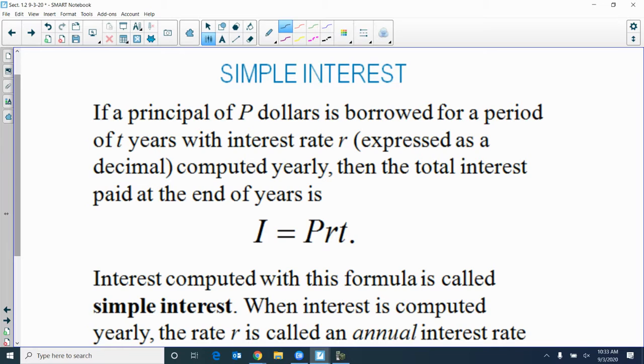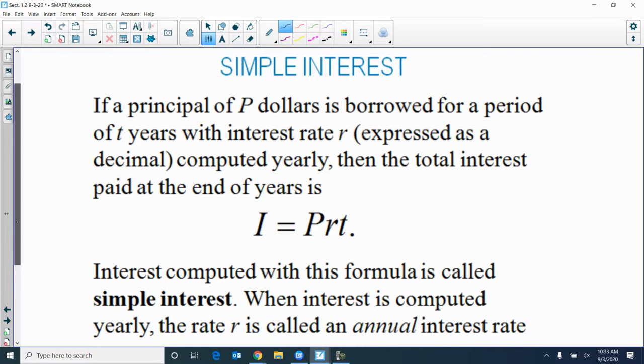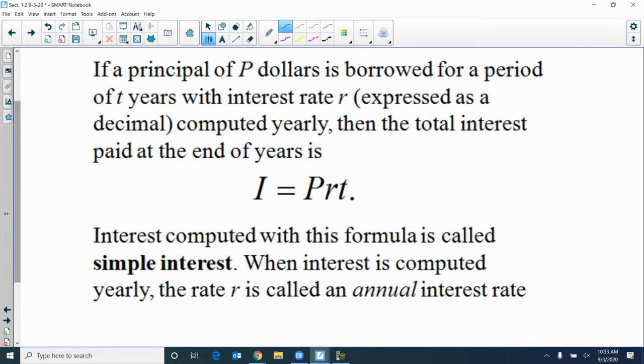I equals PRT. Now P stands for principal. That's the amount of money. So like if you got $2,000 in the bank at 2%, you multiply those two together, and that'll give you your interest for whatever amount of time. If it's for 1 year, or it's half a year, or 2 years. That's how you do interest.